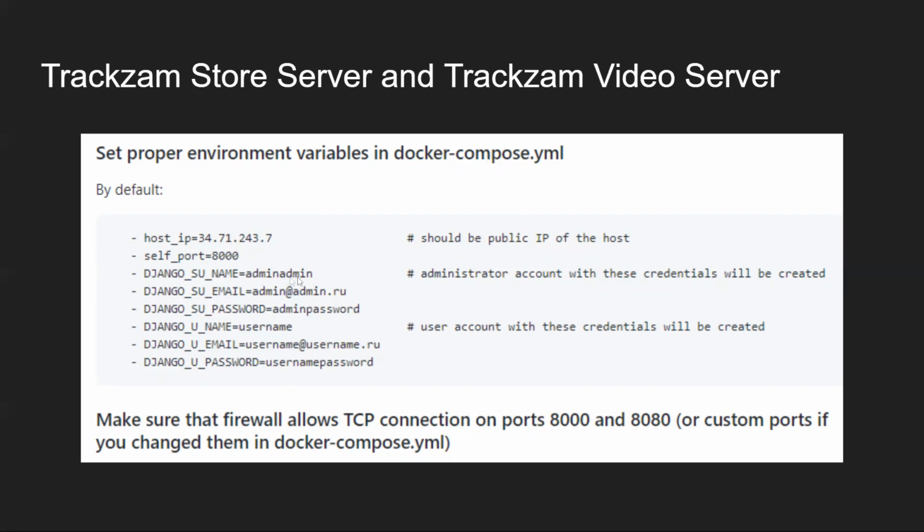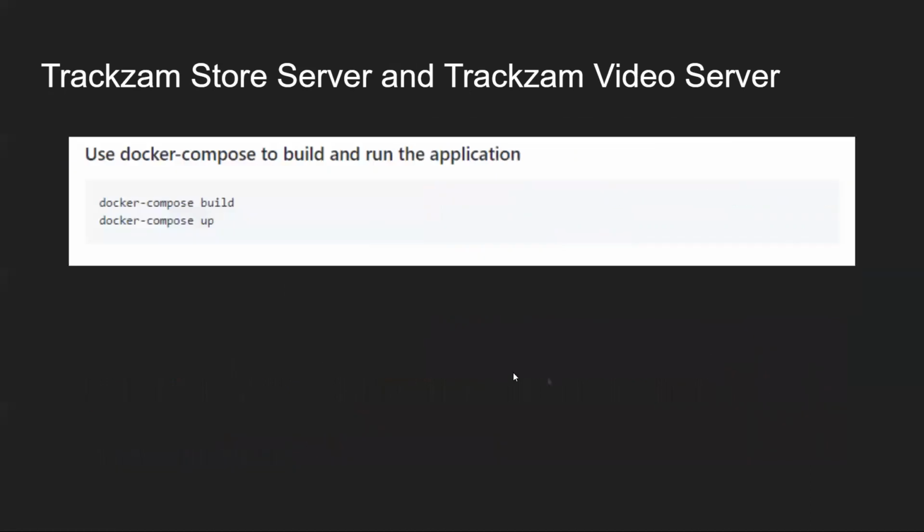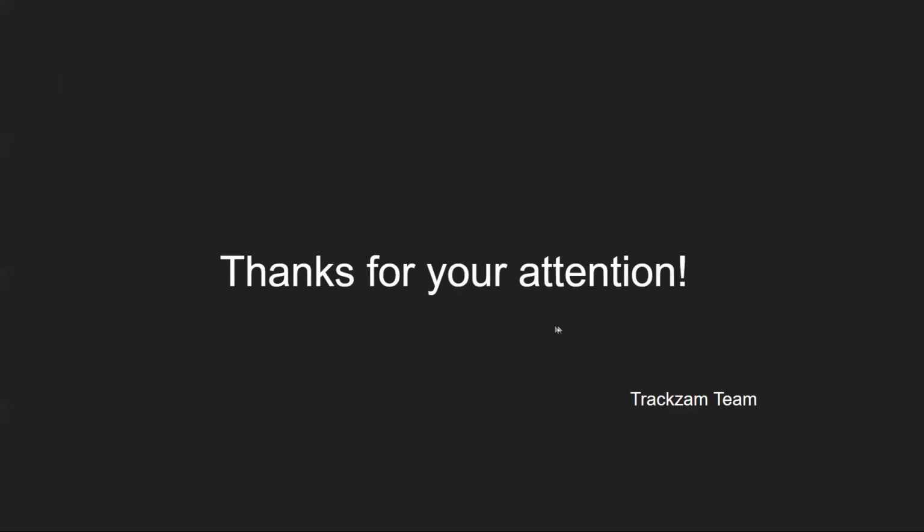Here you also should create your admin and set his credentials. Make sure that all the ports are allowed to the network. There are 3 containers: DB, web server, and video server. These 6 parameters should be the same in both of the containers because the user uses the same credentials for both of the servers. And after that, you just use Docker Compose build, Docker Compose up.